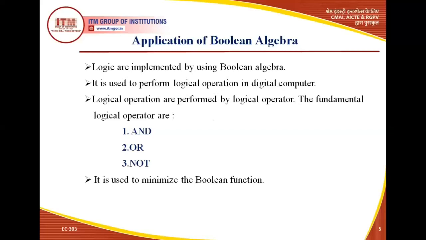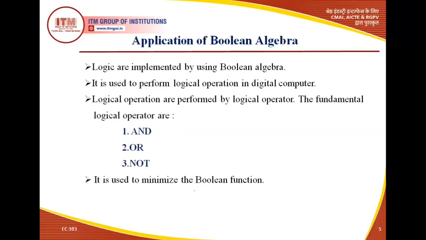Fundamentally, logical operations are of three types. That means logical operations are performed by logical operators, and the fundamental logical operators are AND, OR, and NOT. So there are three types of fundamental logical operators known as AND, OR, NOT operators. So we use three types of logical operators for performing logical operations.